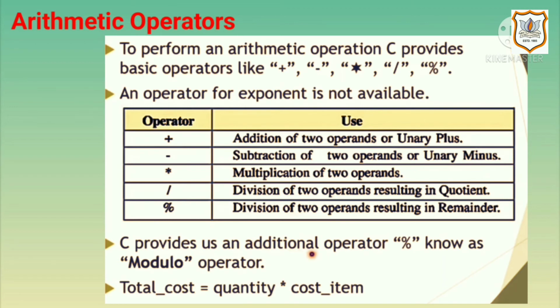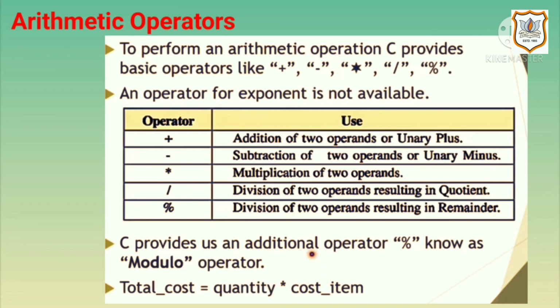First one is plus, addition of two operands or an array plus. Minus, subtraction of two operands or an array minus. Asterisk sign or star, multiplication of two operands. Forward slash, division of two operands resulting in quotient. Percentage, division of two operands resulting in remainder. C provides us an additional operator, percentage, known as the modulo operator. It cannot be used with float operands.